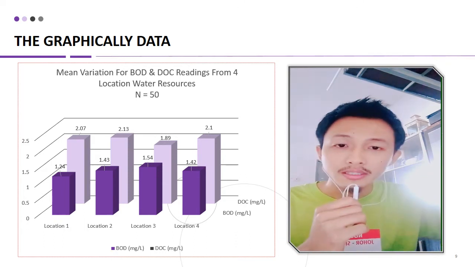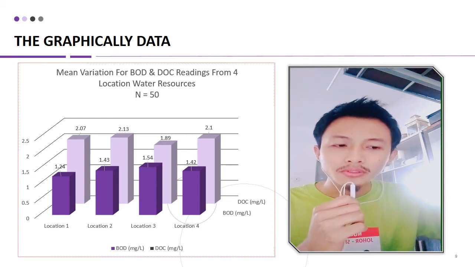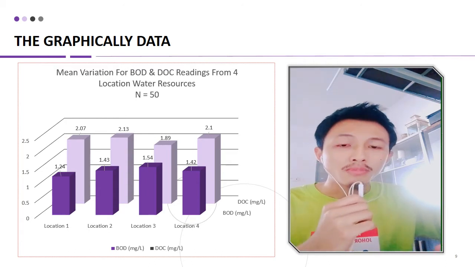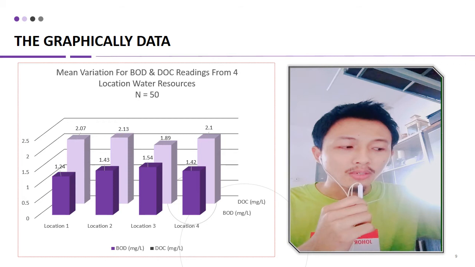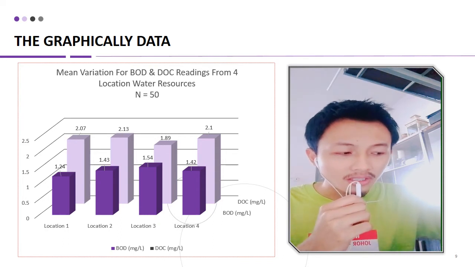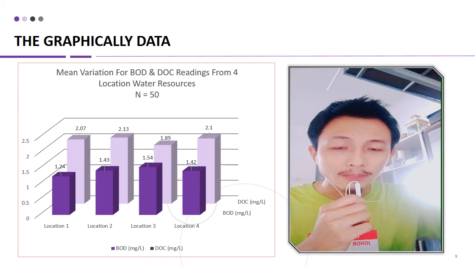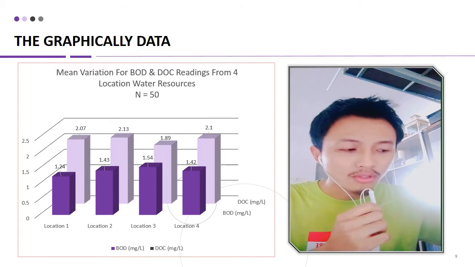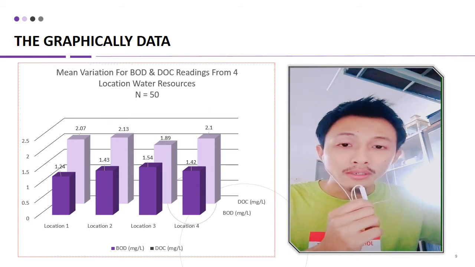So from the bar charts, I can conclude that the highest BOD reading is at location number 3, with the lowest DOC reading also at location number 3. The BOD readings for 4 locations are between 1 mg per liter and 1.55 mg per liter, while the DOC readings for 4 locations are between 1.8 mg per liter and 2.15 mg per liter. As you can see at the bar chart here, the highest DOC reading is at location number 2. Well, that's it for the explanation of my bar charts.